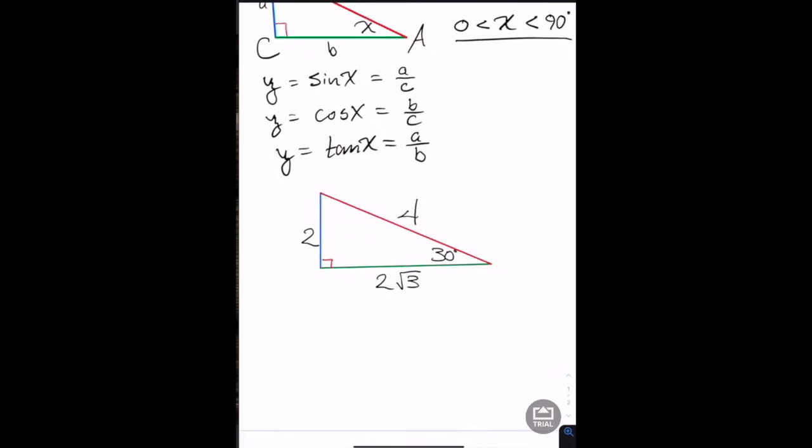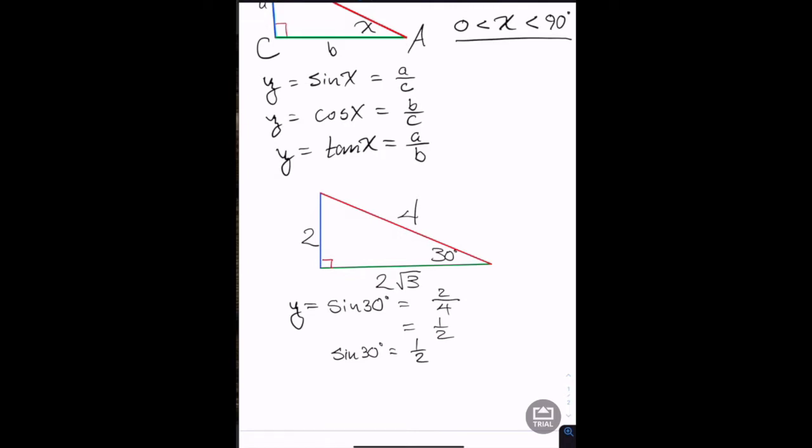So we can simply say this then: if we wanted to know what the ratio is going to be, y is equal to the sine of 30 degrees. Then we end up with the opposite, which is 2, over the hypotenuse, which is 4. Well, that reduces to 1 over 2. And so we have that the sine of 30 degrees is equal to the ratio 1/2.